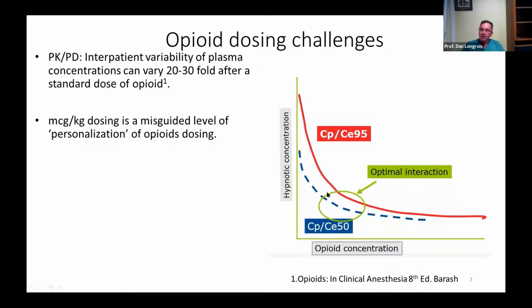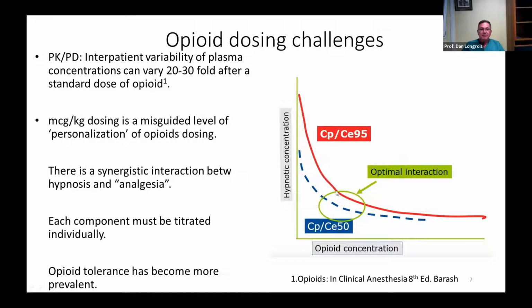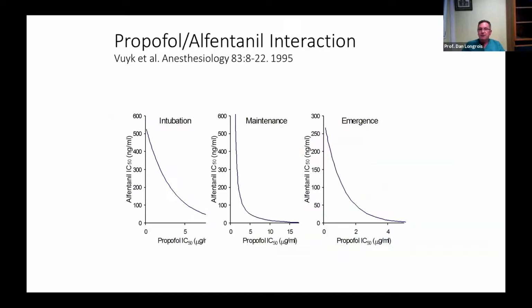Now this isobologram, the closer this inflection point is to 0, the more synergistic the interaction is. And therefore you can decide to titrate the components both together and individually, okay? And of course, opioid tolerance has become an issue because many patients have cancer, they also have chronic opioid treatment, and therefore this increases the interpatient variability.